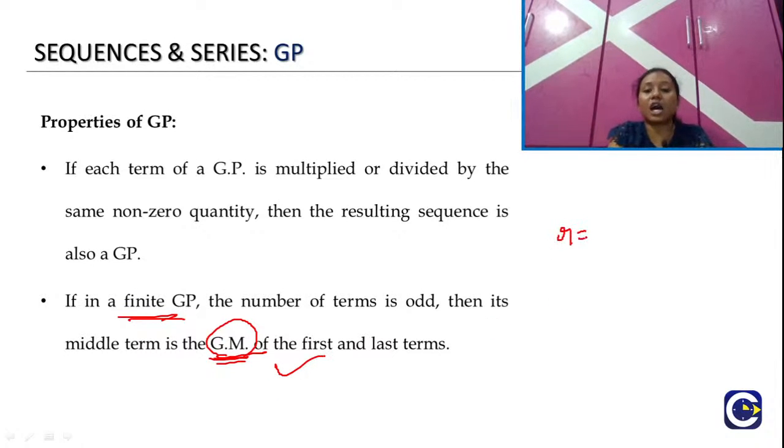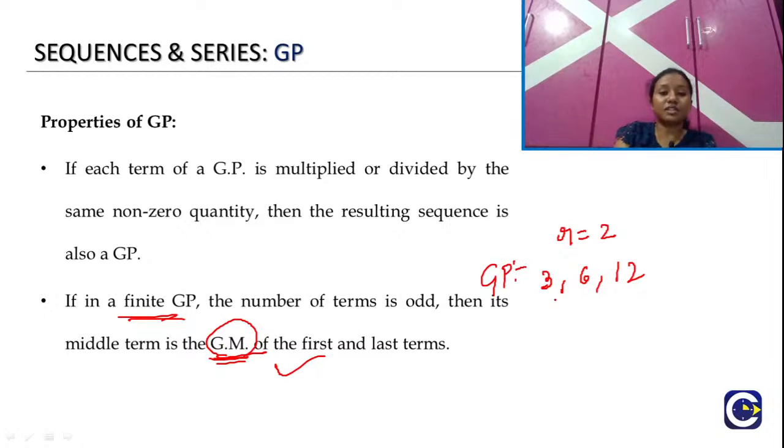So we have seen our r is equal to 2 and the sequence will be 3, 3 into 2 which is 6, and 2 square will be 4, so 4 into 3 is 12. Suppose this is my GP, geometric progression. According to this, how many terms are there? Here 3 terms, which means an odd number of terms. Then the middle term, that means 6, is nothing but the geometric mean.